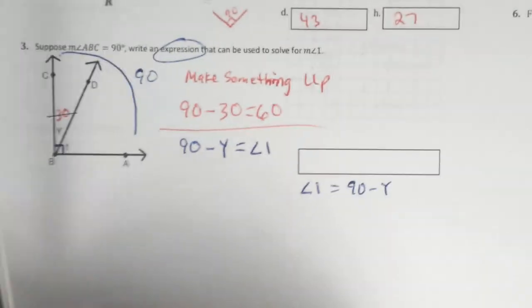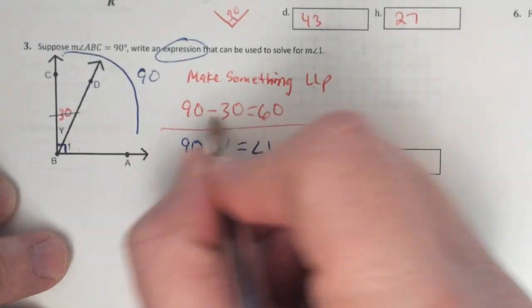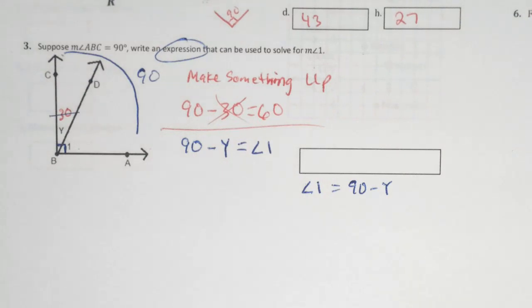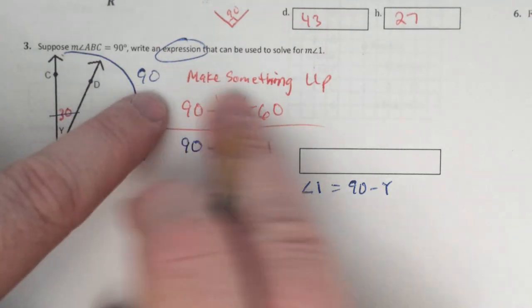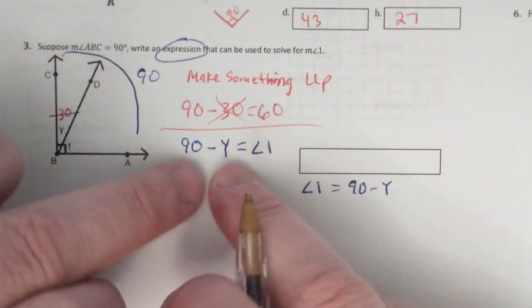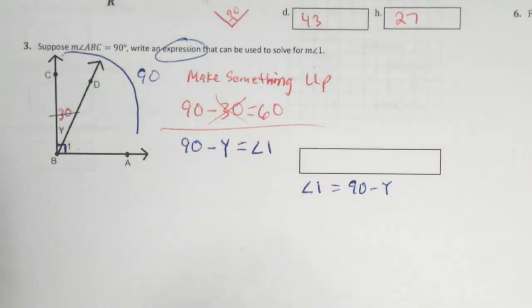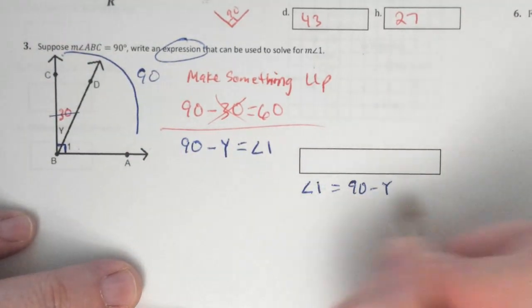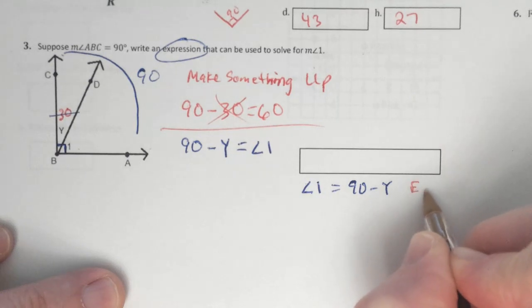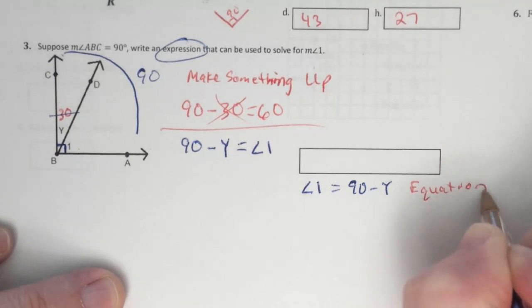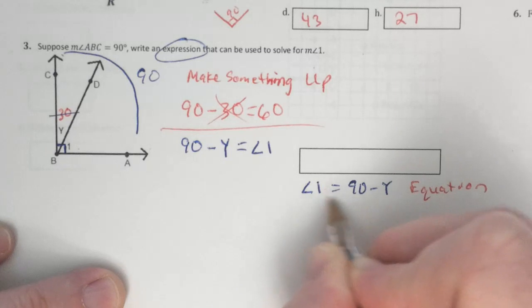So we just made something up. And remember, this was not real. We just made something up, and then we applied our ugly stuff to what we made up. So this right here is an equation. And why is it an equation? Because it has this equal sign.